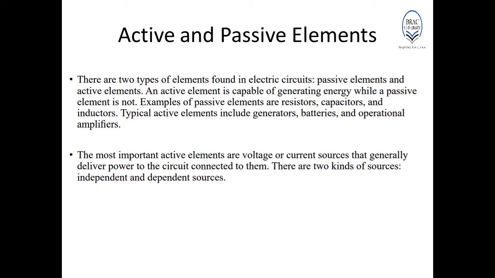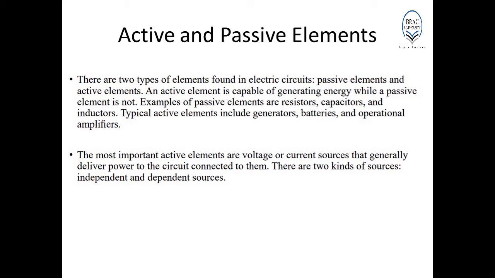Active and passive elements. There are two types of elements found in electric circuits: passive elements and active elements. An active element is capable of generating energy, while a passive element is not. Examples of passive elements are resistors, capacitors, and inductors. Typical active elements include generators, batteries, and operational amplifiers. In other words, the sources are basically the active elements in an electric circuit, and the loads are considered to be the passive elements.